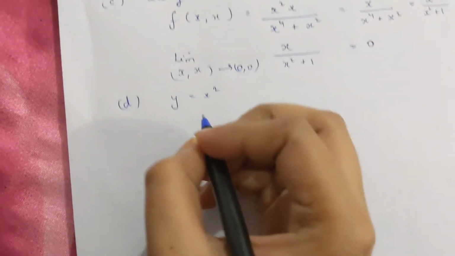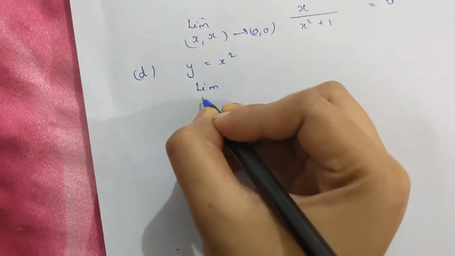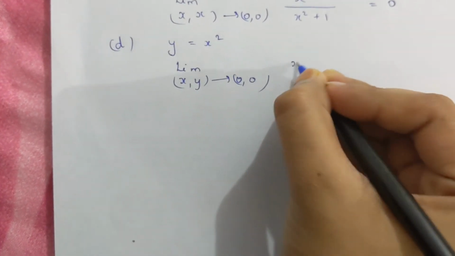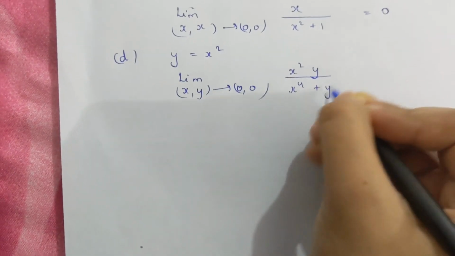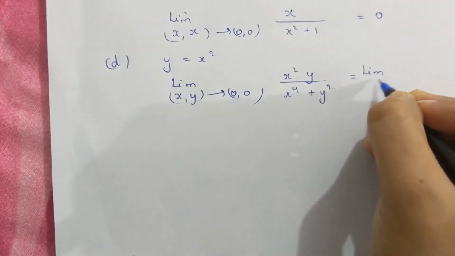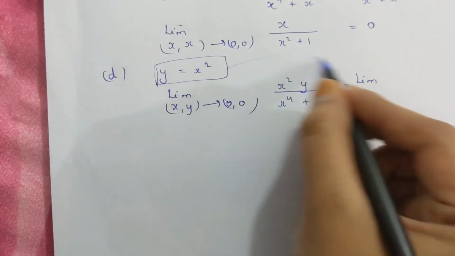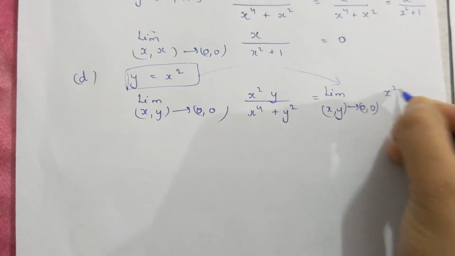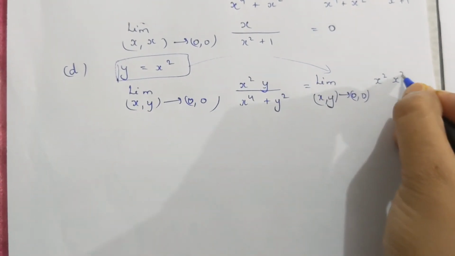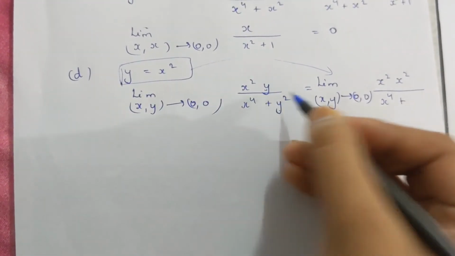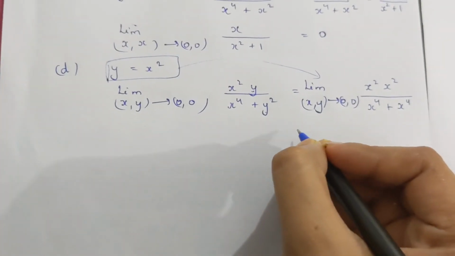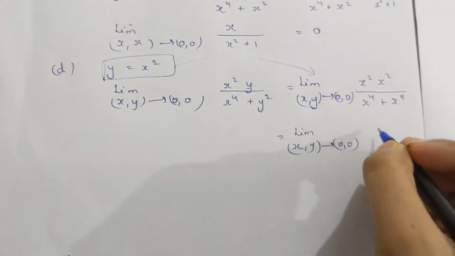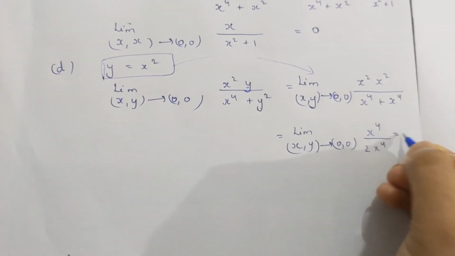Okay, now let's look at the d part, which is y is equal to x squared, along the parabola. In this, if we put the value in the limit as (x, y) tends to (0, 0) of x squared y upon x to the fourth plus y squared, we'll first write it as it is, and now put y as x squared itself. The numerator is x to the fourth, and y squared would lead to x to the fourth. So we write it as the limit as (x, y) tends to (0, 0) of x to the fourth upon 2x to the fourth, and we'll get half.